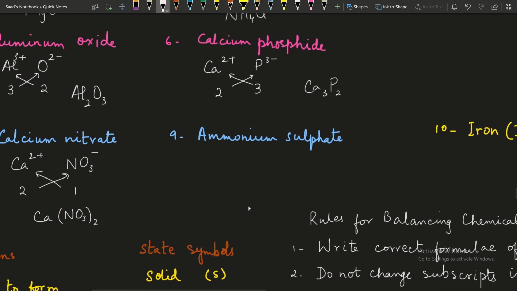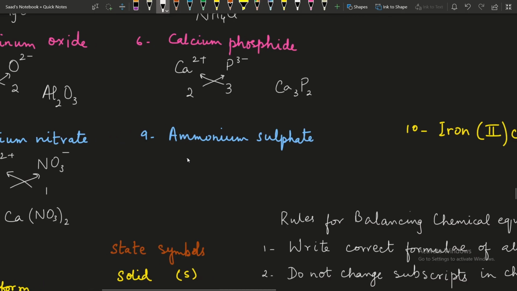Okay. Now next one is ammonium sulfate. Ammonium is a complex ion and it has a charge of positive 1. Sulfate is also another complex ion having a charge of negative 2. Just write 1 over here, 2 over here, swap them and write these numbers as the subscripts. Again, the subscript of ammonium would be 2, so it's better to put it inside the bracket. NH4 whole twice and then SO4.